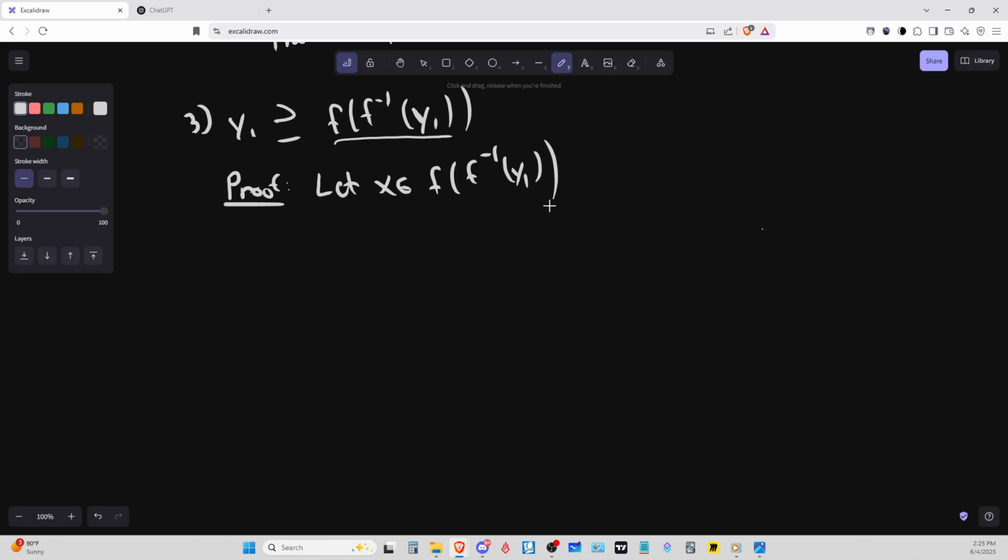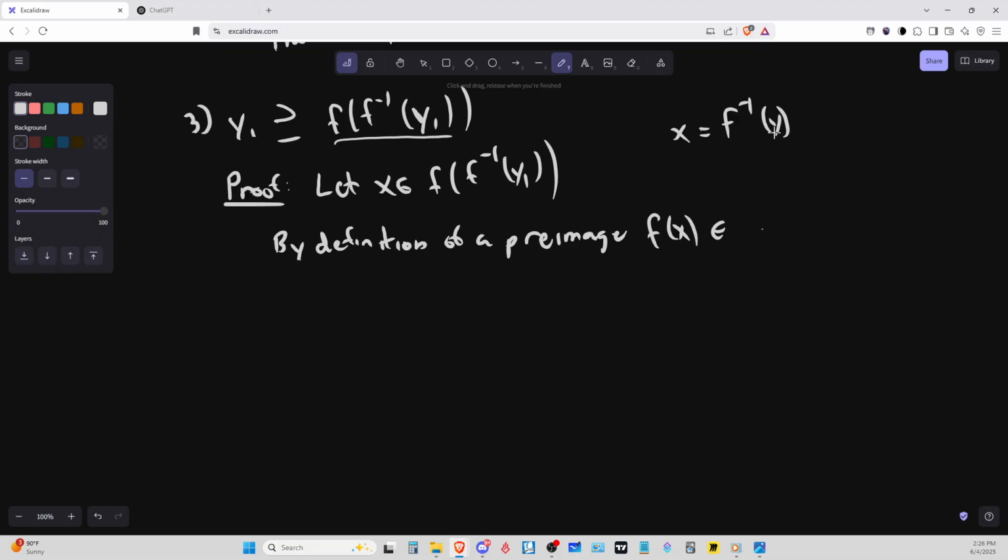Like so. Okay, so let x be an element of that. By definition of a pre-image, by a pre-image, that would mean that, write a pre-image like this, that would mean that basically y is equal to this.